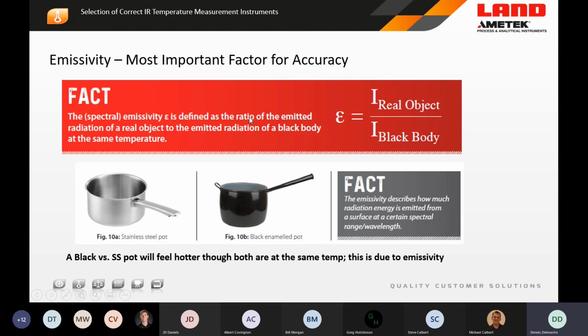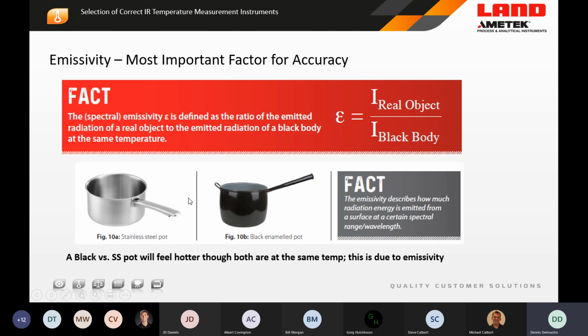It's defined as the ratio of the emitted energy of a real object versus what the emitted energy would be for a black body object at the same temperature. In a black body, in an ideal world, E would be equal to 1. In the real world, E is never equal to 1.